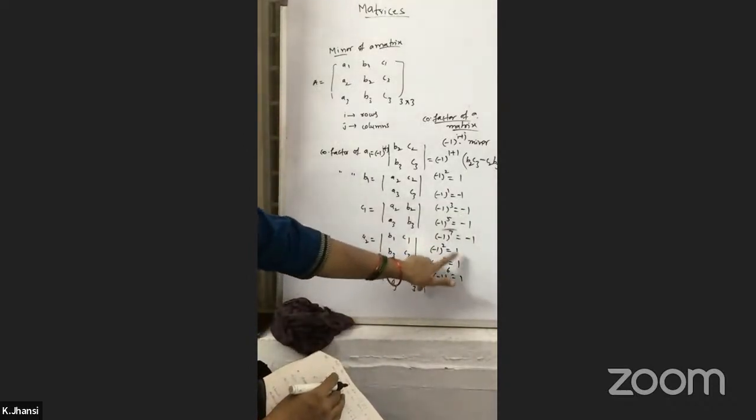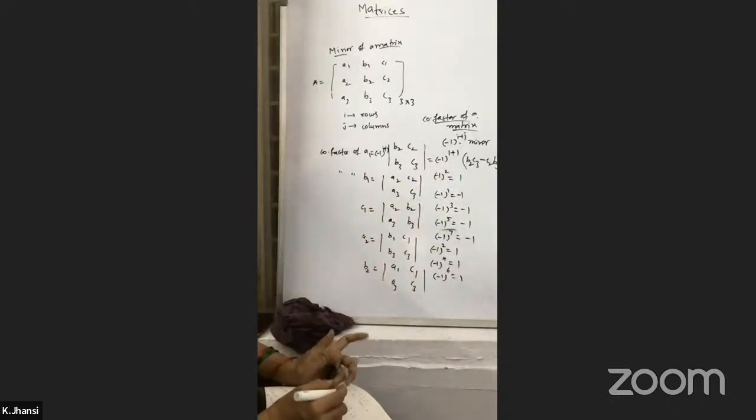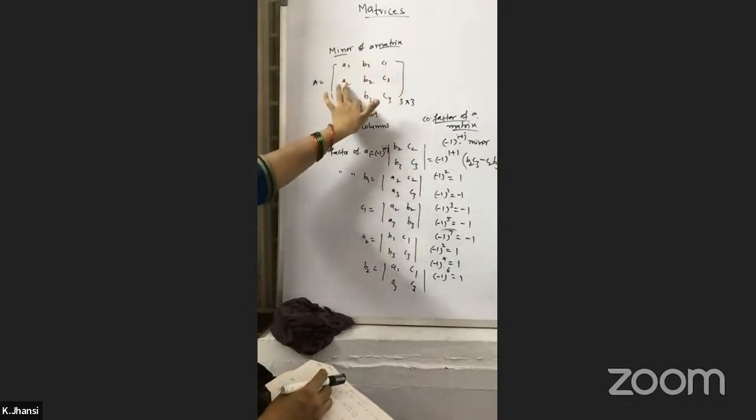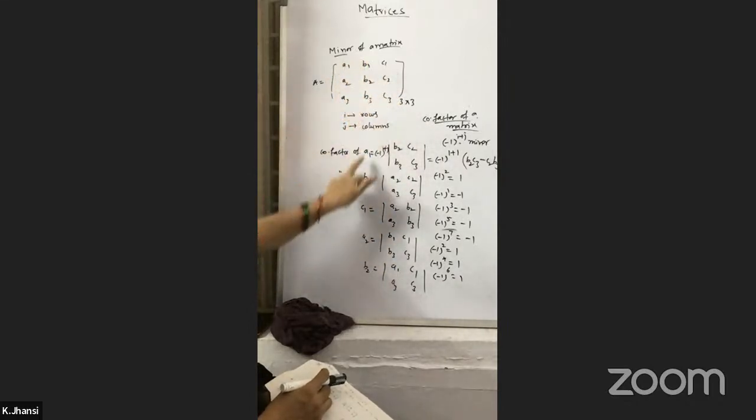Even powers, you will get the positive values. Odd powers, you will get the negative values. So here, for all 9 elements, you will find the minors.